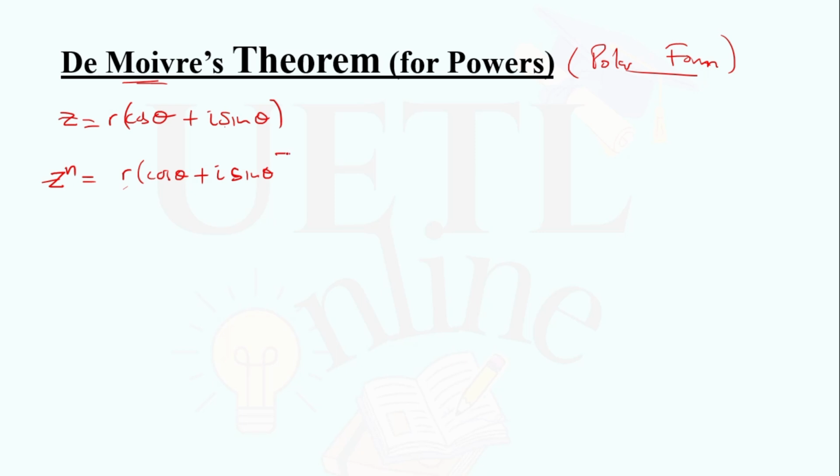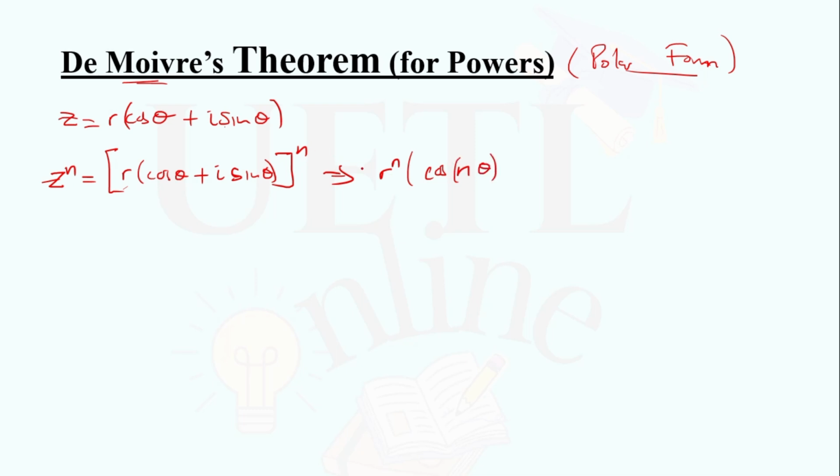Okay, all of this to the power n. De Moivre's theorem gives you a way to simplify this. What you have to do is take this power and apply it to the modulus, so this becomes r to the power n. Then, for the argument, you say cos n theta, so you multiply n with the argument.